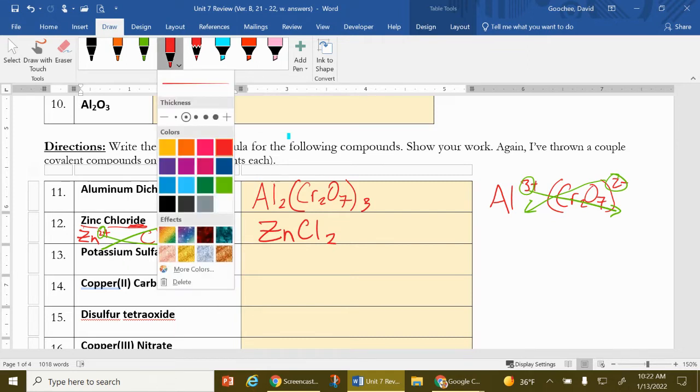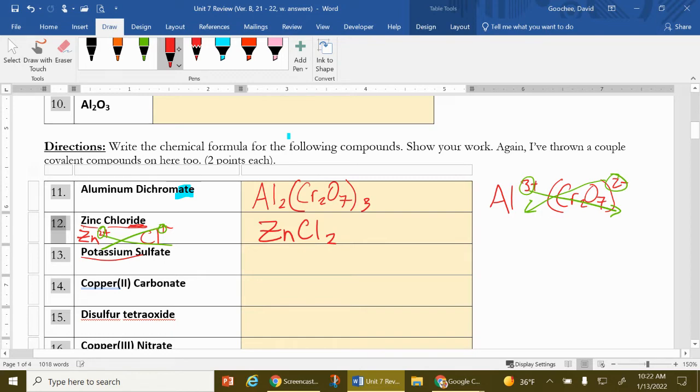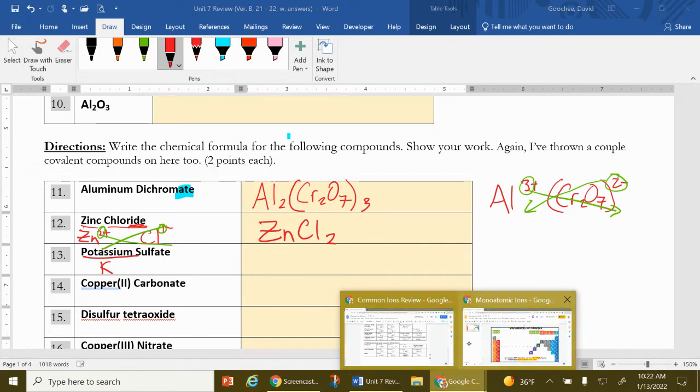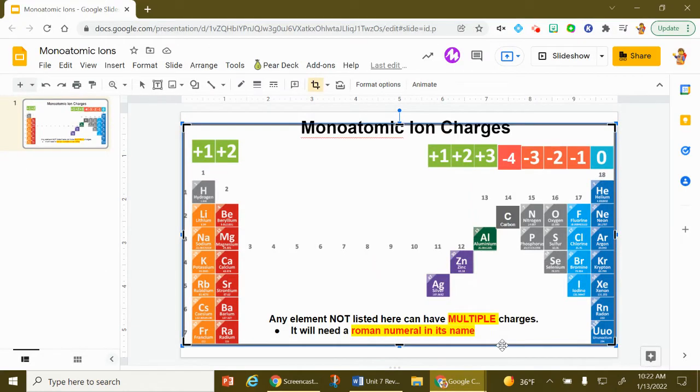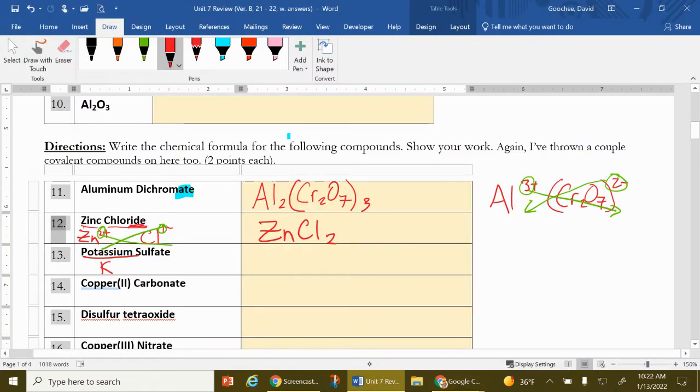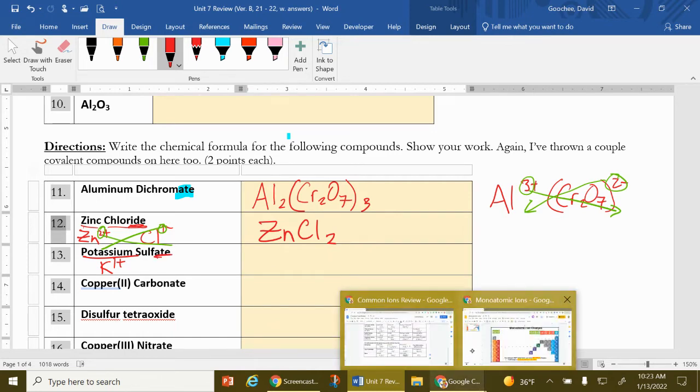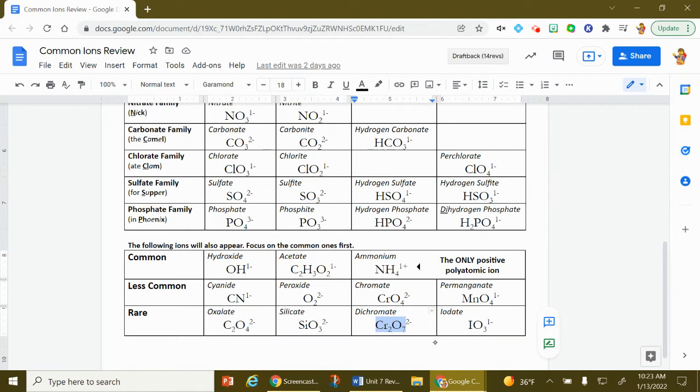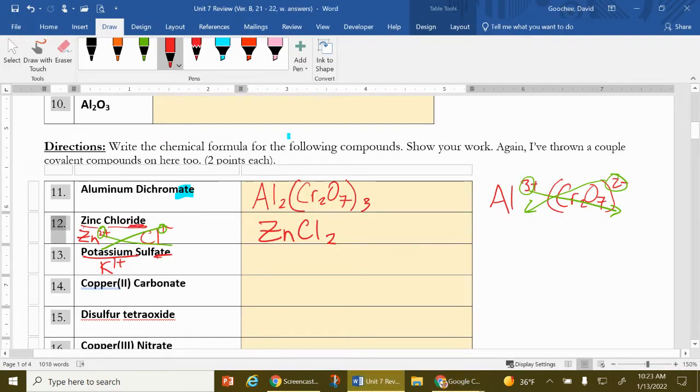Right. Next up, we have potassium sulfate. First up, potassium. What is potassium? Well, potassium is K with a 1 plus charge. You'll have that on your periodic table. And sulfate, that ATE ending, probably a polyatomic. Sulfate right here is SO4 with a 2 minus charge.